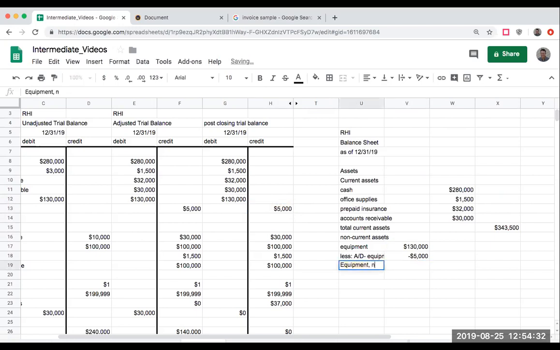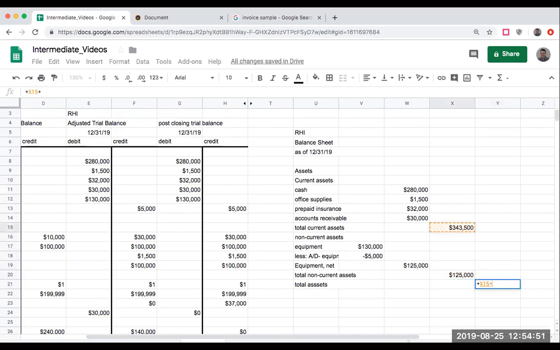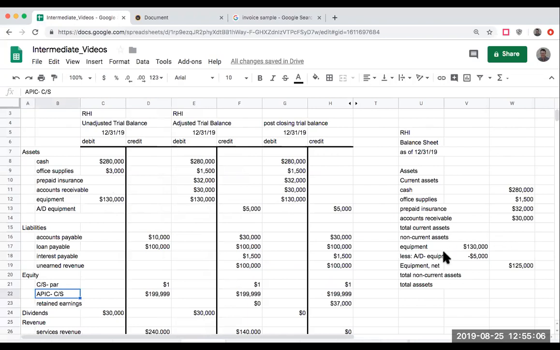It's going to give me equipment net over here of $125,000. So my total non-current assets is going to be $125,000. My total assets are going to be $468,500. Remember, our balance sheet is showing us the accounting equation, meaning our assets are equal to our total liabilities plus our owner's equity. Okay, so that's our assets.